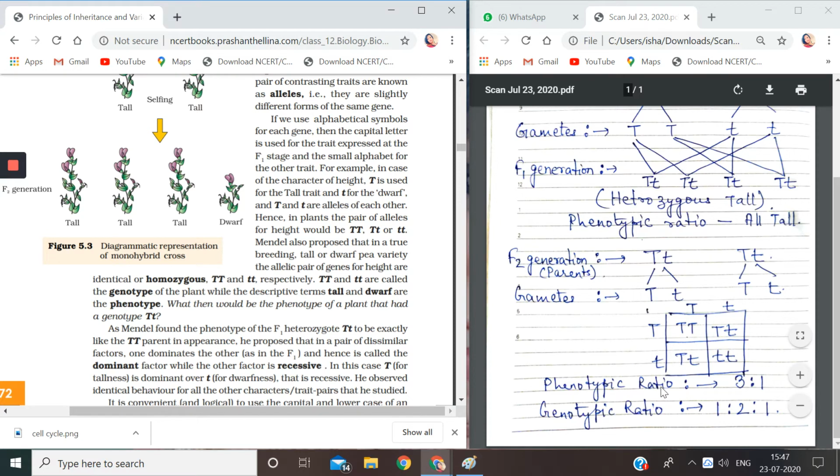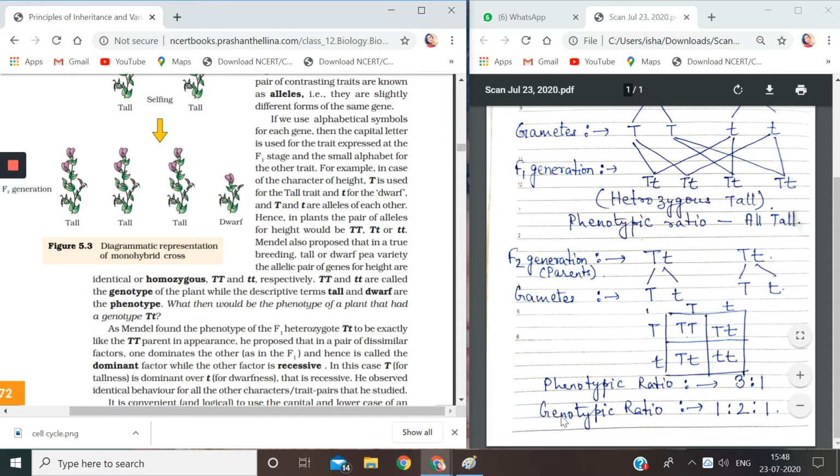So what is my result? What is the phenotypic ratio? 3:1. Three are tall and one is dwarf. Here in phenotype, we are only bothered about the result. We are not pointing to the genes. I am not bothered whether it is capital T or small t. I am only looking at my end result, and my end result is that I am getting three tall plants and one dwarf plant.